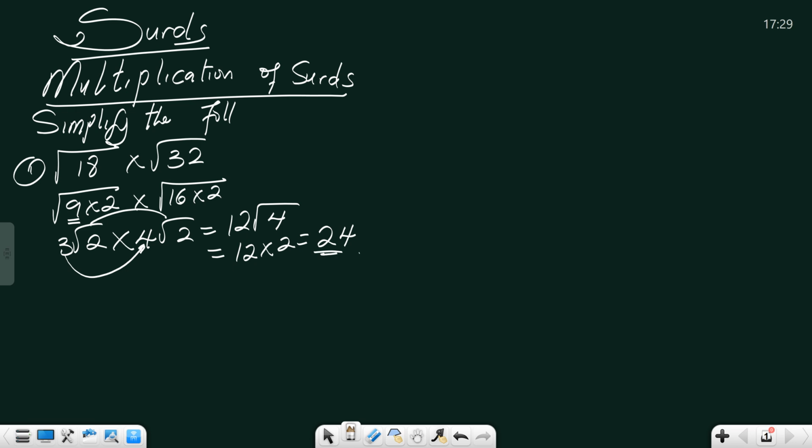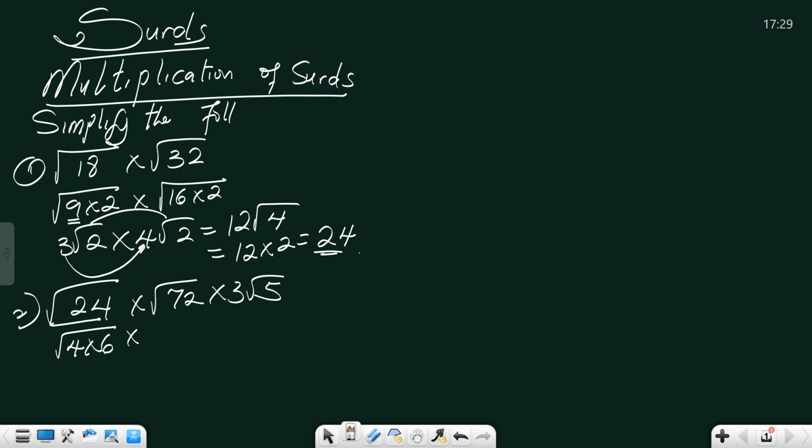So let's look at another one. This one says, that's question 2, root 24 times root 72 times 3 root 5. Now let's simplify this first before you multiply together. To simplify 24, I'm going to have root 4 times 6. Then times, to simplify 72, I have 36 times 2, then times 3 root 5. So this, root 4 is what? 2 root 6, then times root 36, that's 6 root 2, times 3 root 5.